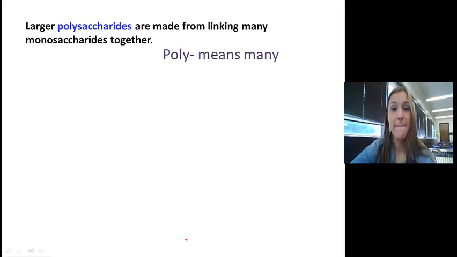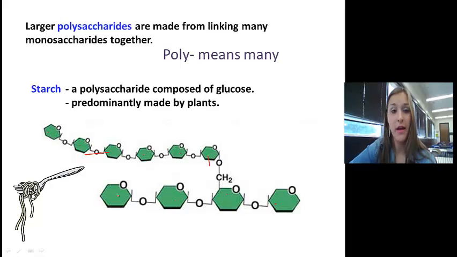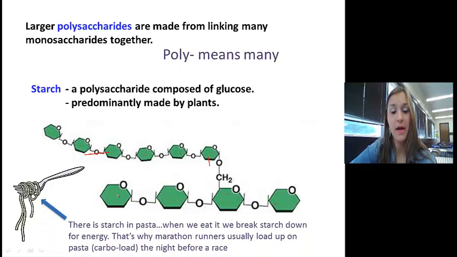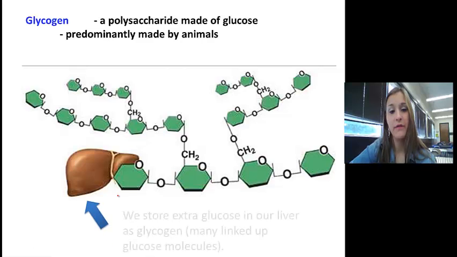Now, if I link many monosaccharides together, I'm going to get a polysaccharide. So I'm not just linking two together. Look how many monosaccharides I have. 1, 2, 3, 4, 5, 6, 7, 8, 9, 10, right? So starch is an example of a polysaccharide, such as what's found in pasta. So that's why marathon runners often eat pasta before a race, because it gives them energy. Glycogen is another example, but we're not going to focus too much on that. It is stored in your liver.